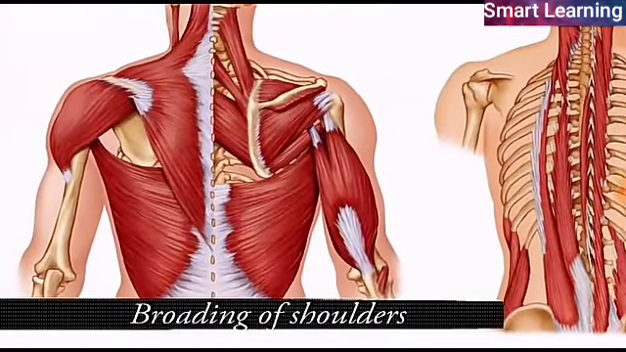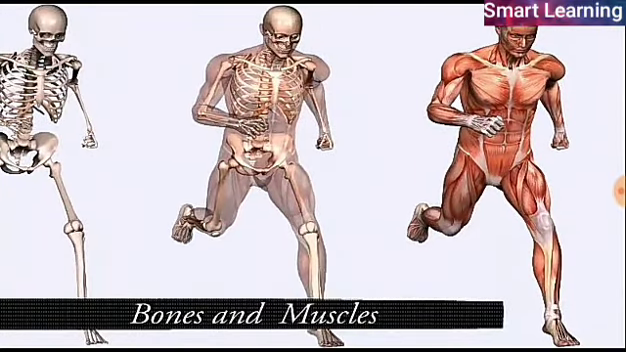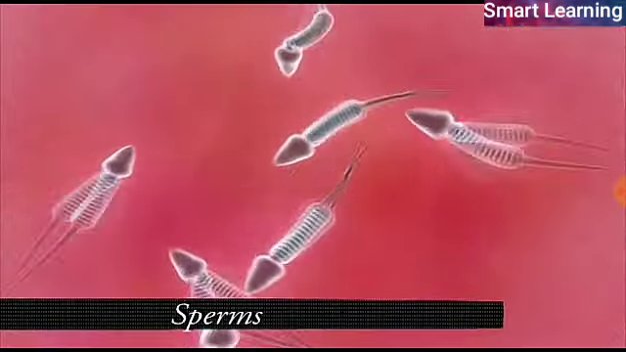broadening of shoulders, enlarged and stronger bones and muscles, formation of sperms in testes.